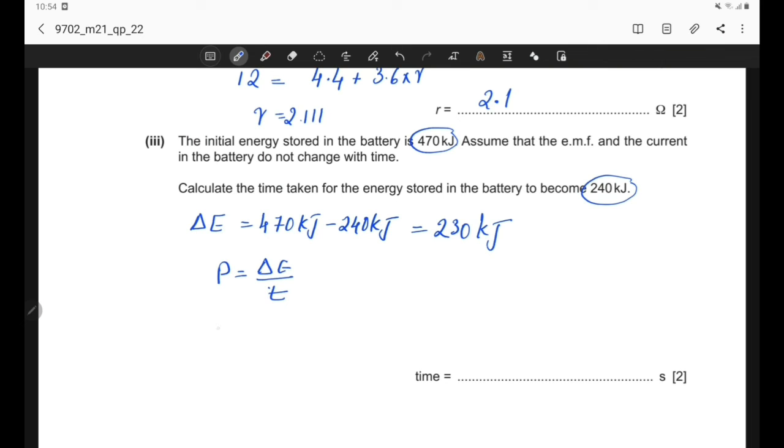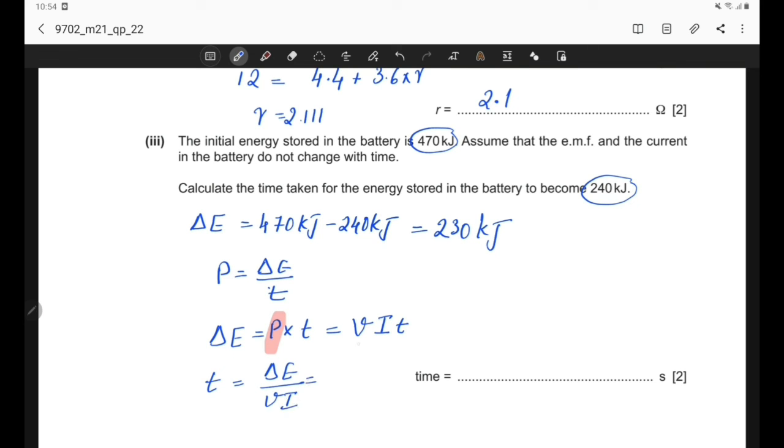So from this we can write down the change of energy is power times time, where power is voltage times current. So instead of power we can write V times I times T. In order to calculate time, we can make T the subject. So we will get change in energy over voltage times current.